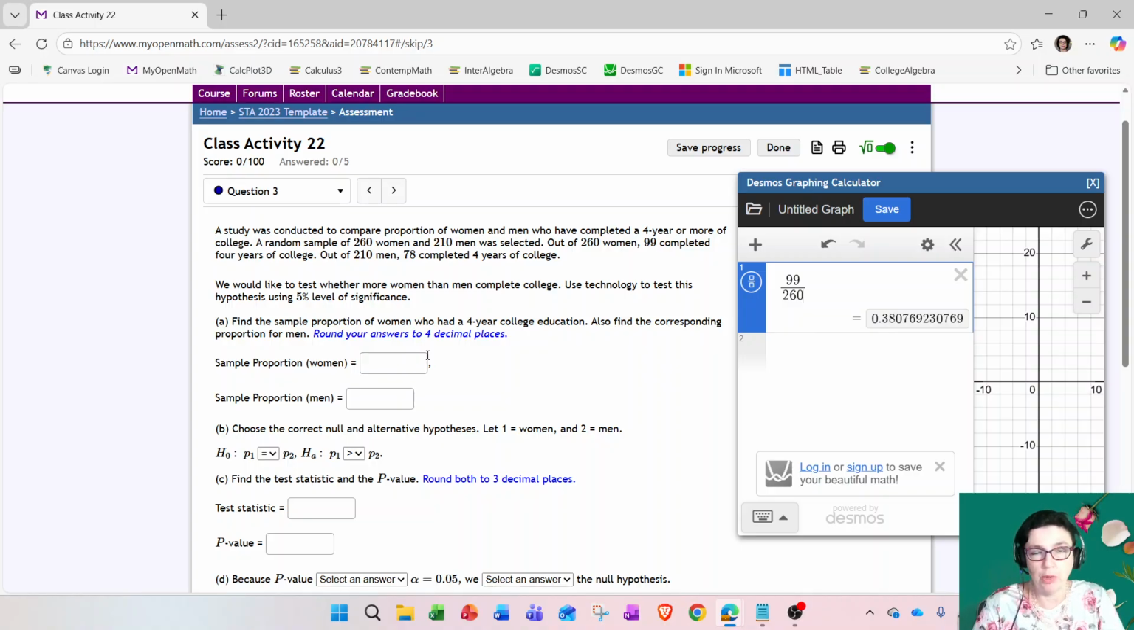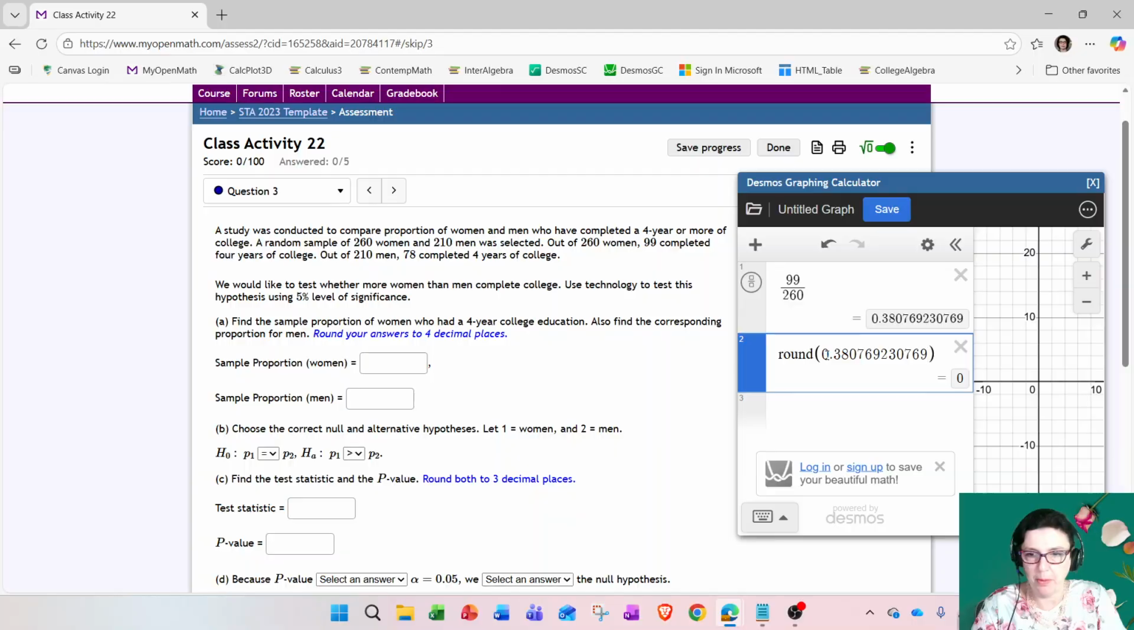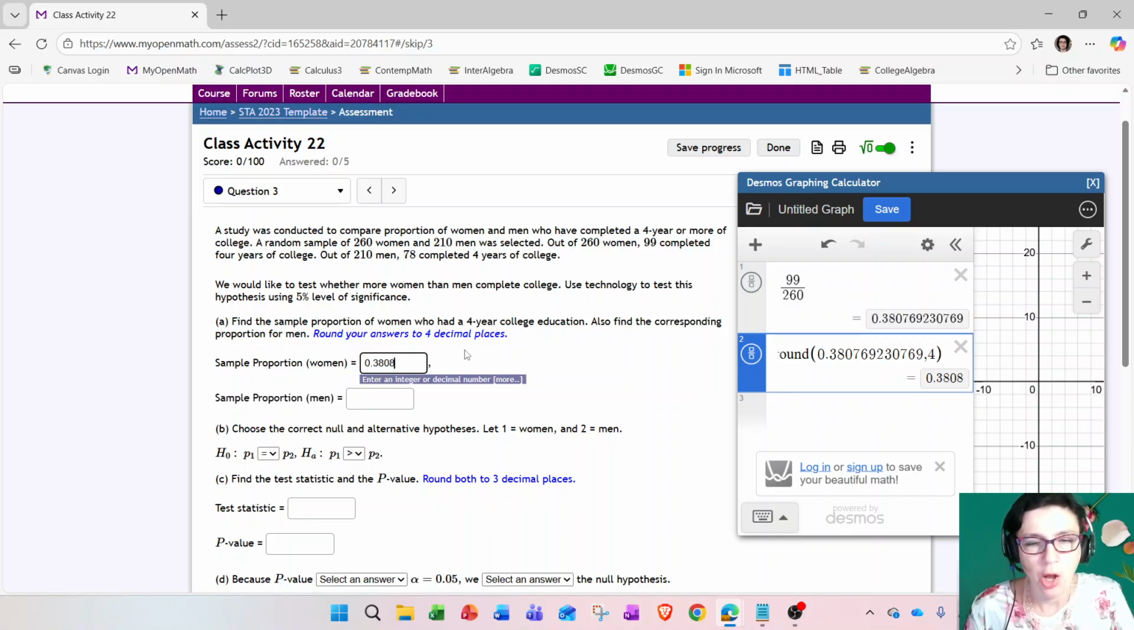Now, it tells me to round to 4 decimal places. So on the next line, I'm going to say round, and then copy, paste, Control C, Control V, or Command C, Command V if you're on a Mac, and 4 decimal places. Okay, so this is going to be 0.3808. So approximately 38% of women in the survey completed 4 years of college.